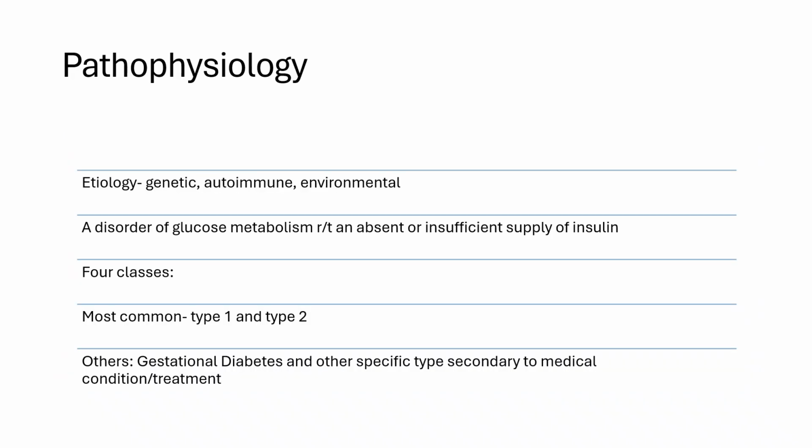So those are, I think, some pretty staggering statistics. So the pathophysiology of diabetes, it could be genetic, autoimmune, or environmental. It is a disorder of glucose metabolism related to an absent or insufficient supply of insulin. And there's 4 classes. The most common are type 1, which is the autoimmune, and type 2 diabetes. The others are gestational diabetes, and sometimes we can have some that are specific type secondary to medical condition or treatment. Some medications you'll find will increase the blood glucose in a patient's blood.